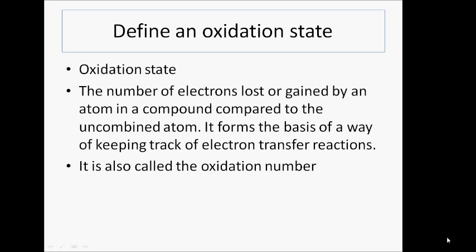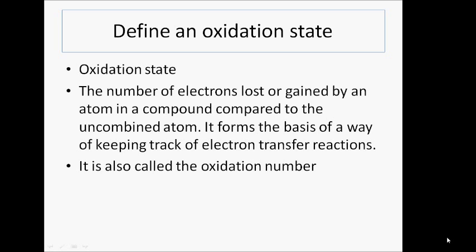And the official definition of oxidation state, if you look in the back of your textbook, is that it's the number of electrons lost or gained by an atom in a compound compared to the uncombined atom. And this forms the basis of the way of keeping track of electron transfer reactions. You sometimes see this called the oxidation number. So that's the exam board definition.